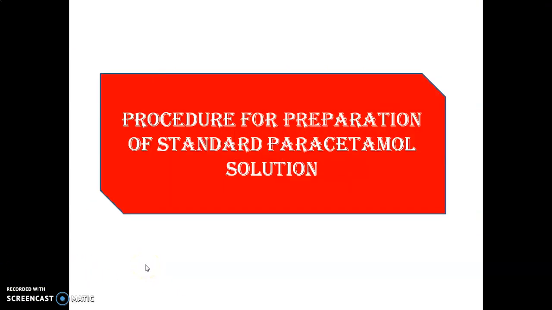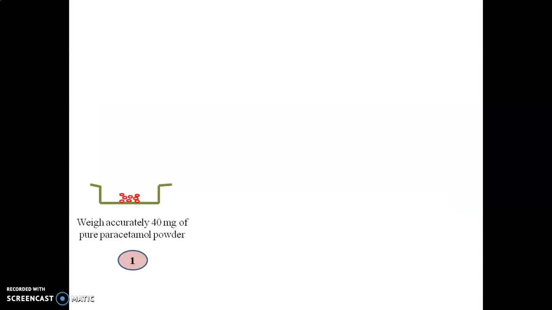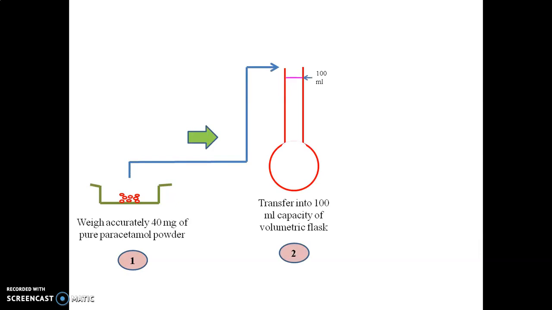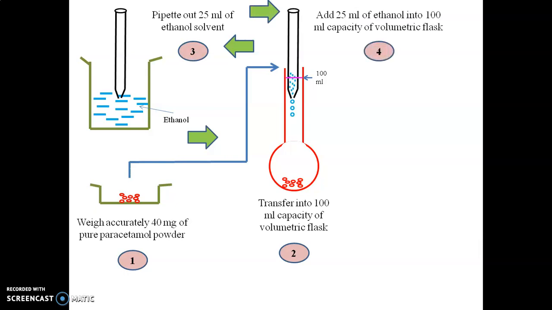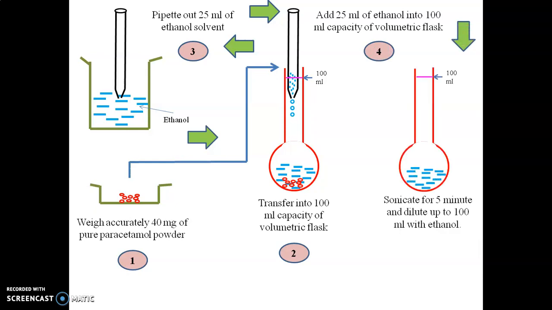Now, we have to see the procedure for the preparation of the standard paracetamol solution. So, weigh accurately 40 milligram of a pure paracetamol powder, transfer into 100 ml capacity of volumetric flask, then pipette out 25 ml of ethanol solvent and transfer in the same volumetric flask. After that, dilute up to the 100 ml with ethanol.